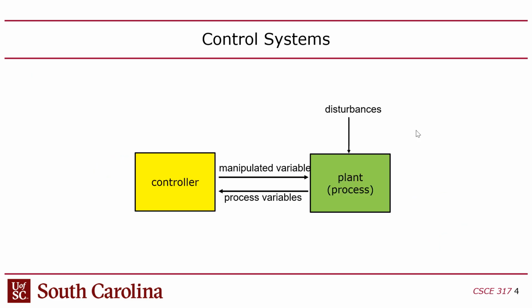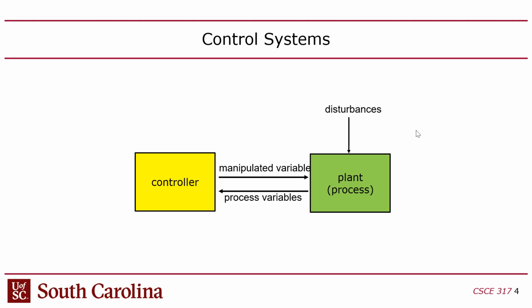And then the plant is going to have something that you can sense or read for the controller. The controller has to be able to have observable variables from the plant. Now, not all variables are observable. Some of them are internal that you can't see. Some of them are hidden. But the ones that are observable are called process variables. So the plant is sending process variables back to the controller.